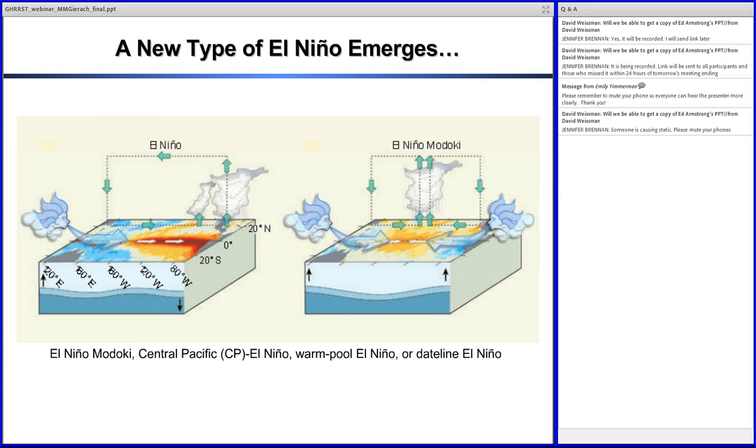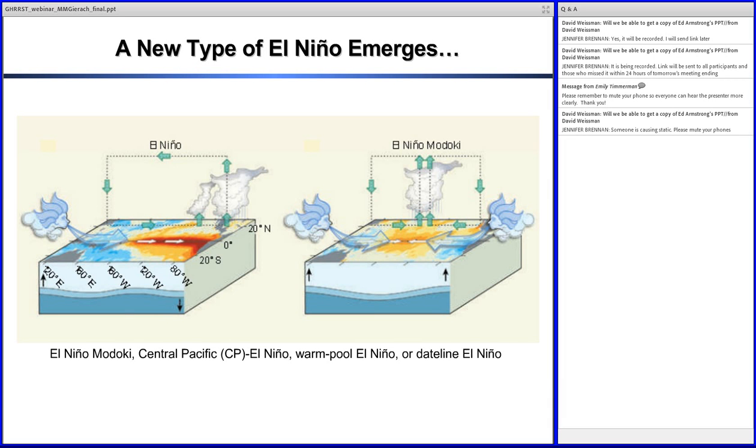But using SST, again, since it's one of the longest variables that we have from satellites, there has been an emergence of a new type of El Nino that, again, was discovered using SST, and that is called the El Nino Modoki, Central Pacific El Nino, Warm Pool El Nino, Dateline El Nino. It goes by multiple names. But for this case, I'm going to just call it the Central Pacific El Nino. So on the left-hand side, you have the classic Eastern Pacific El Nino that I discussed previously, and on the right-hand side, you have that new type of El Nino, the El Nino Modoki.